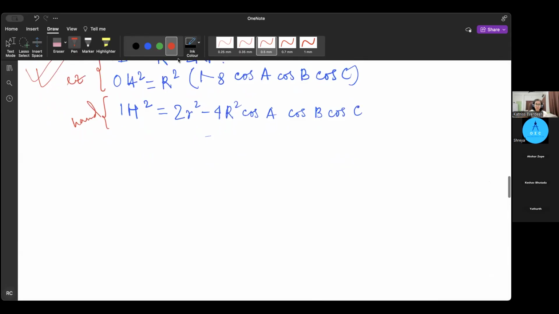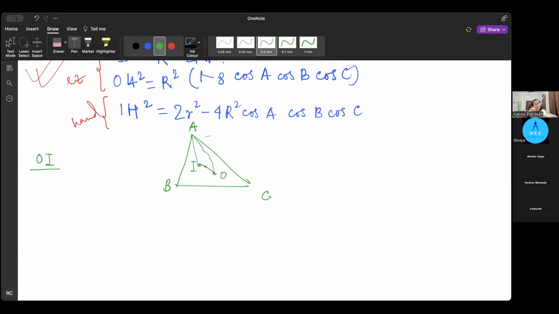I think you guys are not familiar with this, so I'll just show you the computation of OI. I'll tell you how you can approach it. You are going to consider the triangle ABC, and then you're going to consider the points O and I. O is somewhere here, I is somewhere here. Okay? And now look at the triangle AOI.